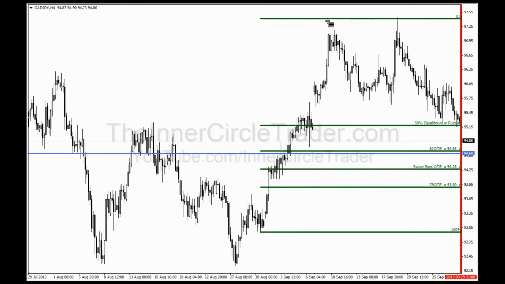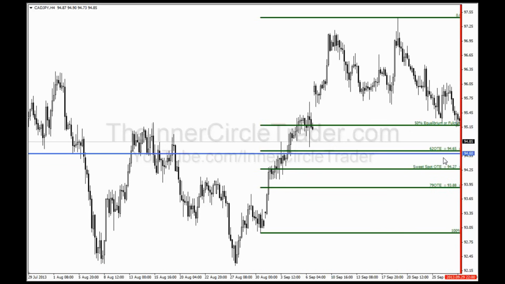Okay, and we're going to use the highest high, which is this one right here. Notice we have a 62% optimal trade entry overlay right here. You see how that's very close in proximity to that 94.60. We've got 94.65, so it's only a variance of 5 pips. Nothing wrong with that.